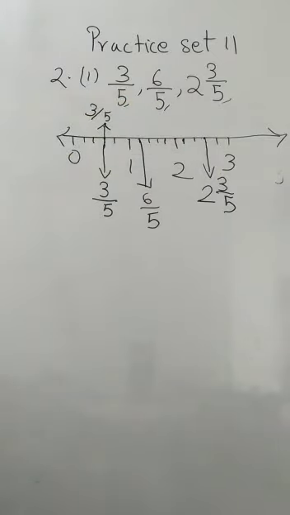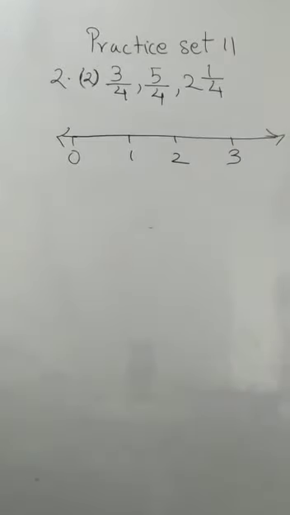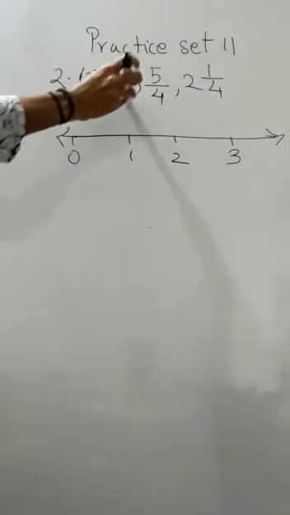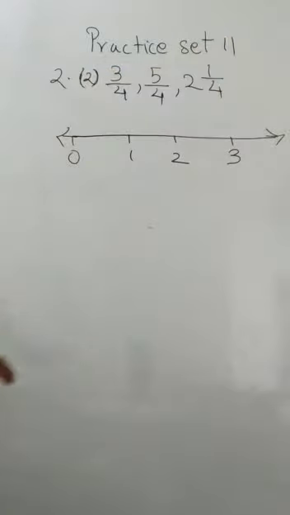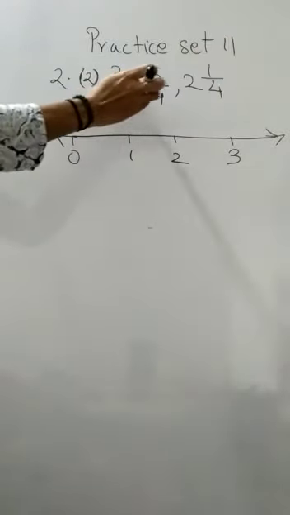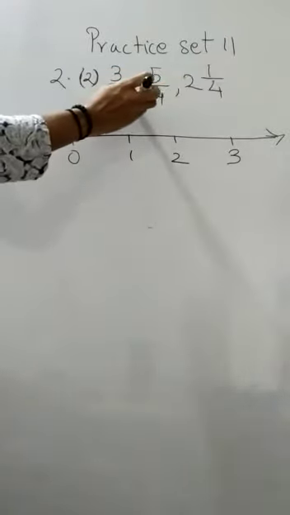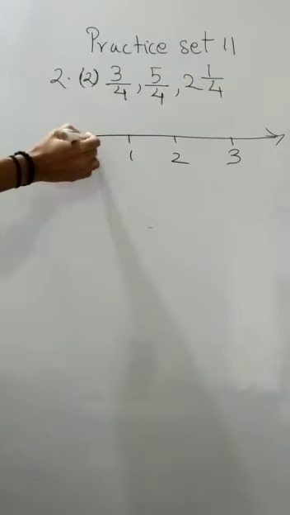Now let us go to the next question. Now let us go to the second question. These are the fractions given: 3 by 4, 5 by 4 and 2 and 1 by 4. Okay. So here all the denominators are what? 4 here, 4, 4.